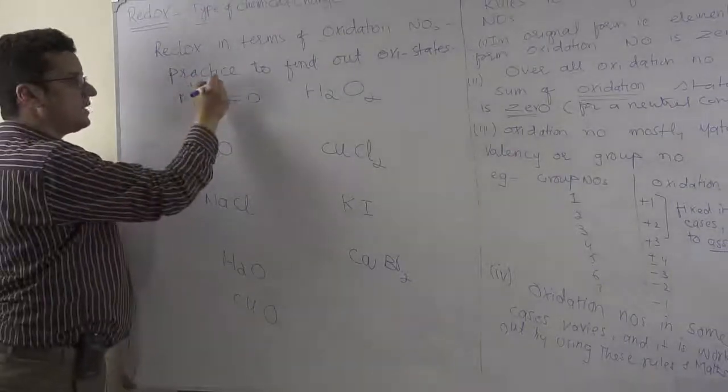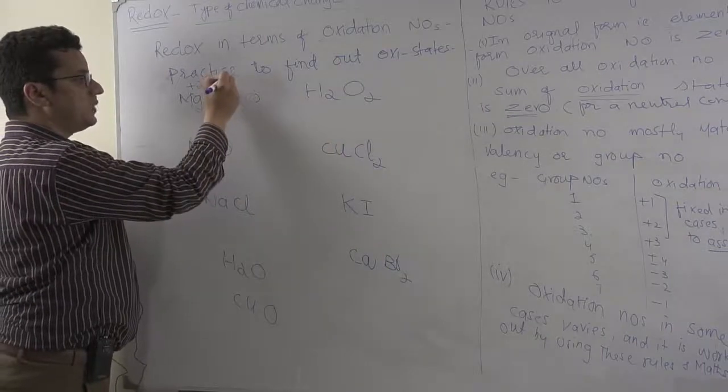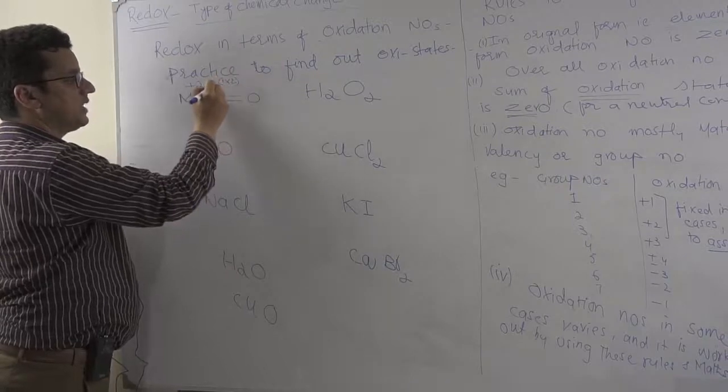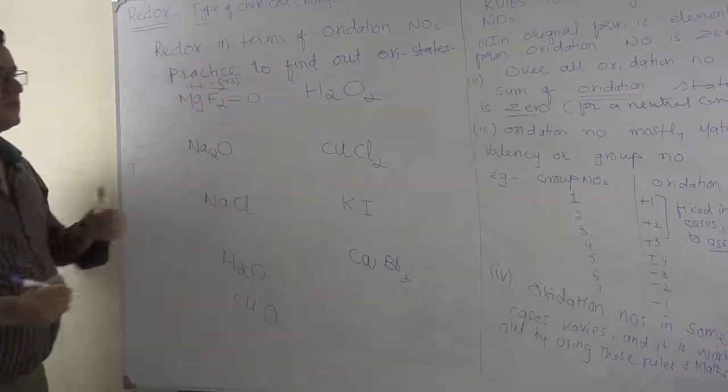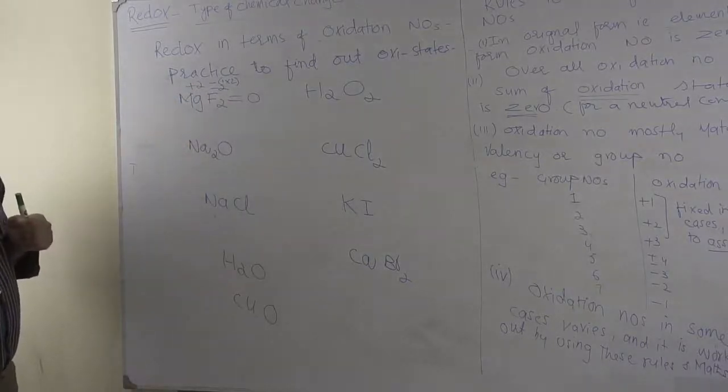Now fluorine, we know it is group 7. Oxidation number, I said, mostly matches valency, -1. This is -1 into 2, so overall it is -2. The sum of oxidation states is 0. Straight away, magnesium is +2, and fluorine, F2 here, is -2.